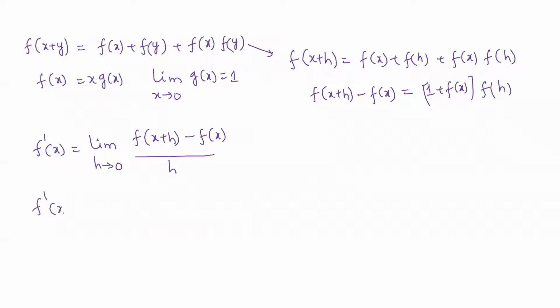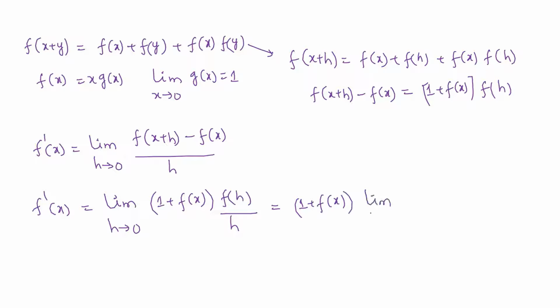So f'(x) can be written as limit h tends to 0, and this value can be written as (1 + f(x)) multiplied with f(h)/h. So now as we are applying the limit for h tends to 0, with respect to h tends to 0, this will behave like a constant which can be taken outside of the limit. So we'll be getting 1 + f(x) multiplied with limit h tends to 0, f(h)/h. So now we need to talk about what will happen to this limit, h tends to 0, f(h)/h, to identify whether f'(x) is going to exist or not. That means f(x) is going to be differentiable or not.